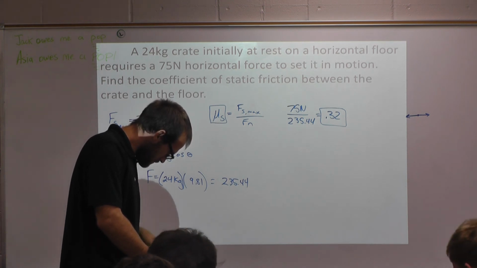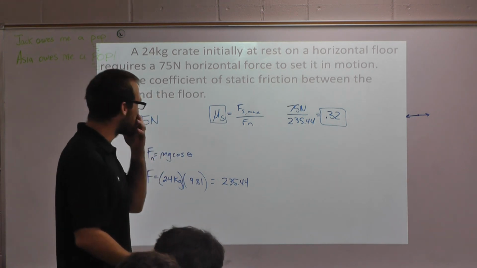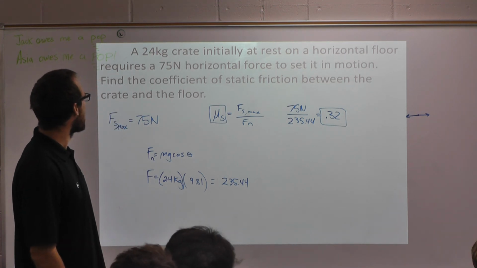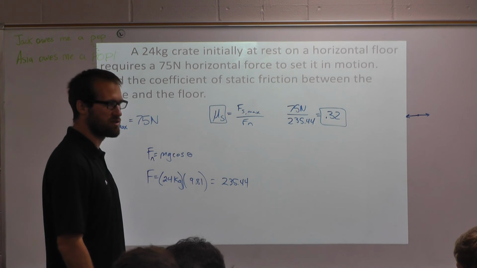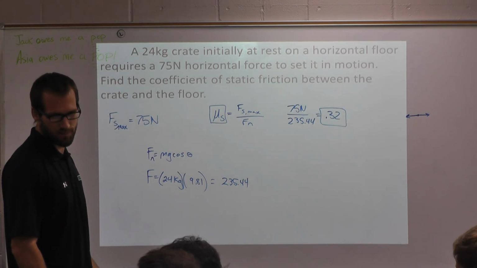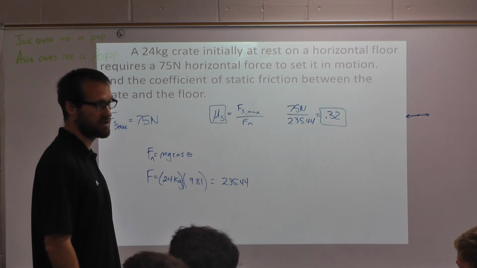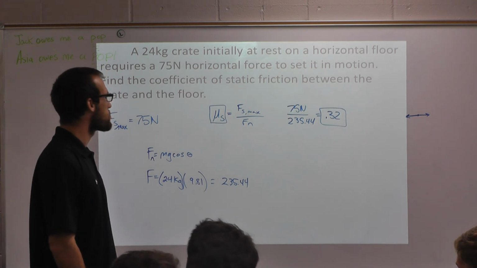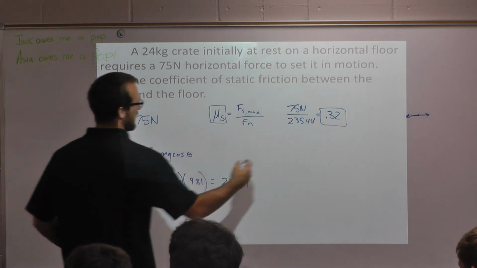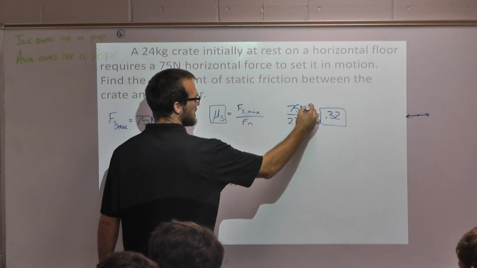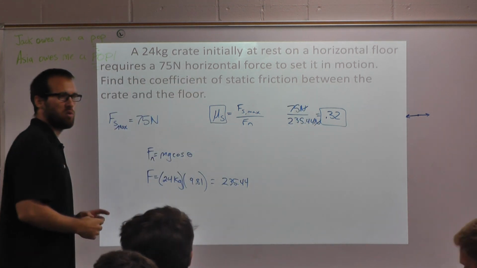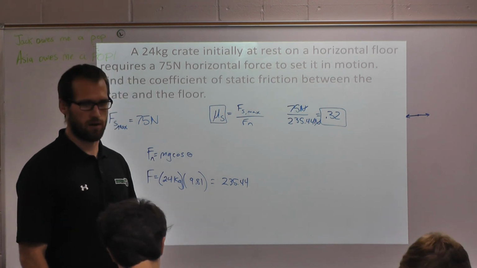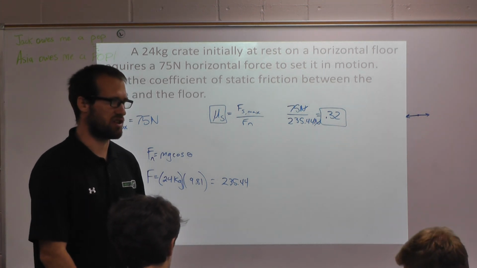Wood on wood is 0.4. Those are all static. It's a crate, so I would guess it's probably pretty close to wood on wood, but it doesn't appear to give us enough information to tell what this is. It has no label because newton and newton would cancel, so it's just a ratio. These coefficients of friction are ratios to figure out how much this is going to move.